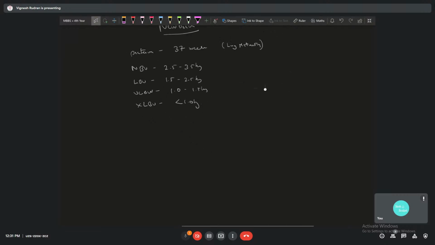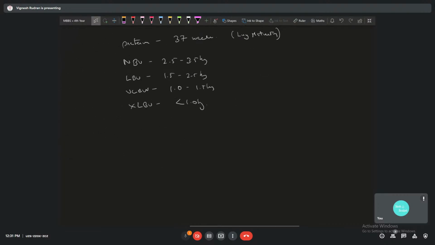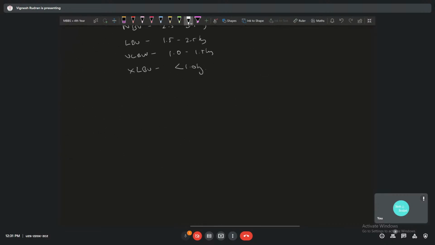Okay, these are all some important terms which you need to know. And then important thing is going to be your APGAR score. So this includes your attitude of the newborn, the respiratory effort, the color of skin, and then activity.